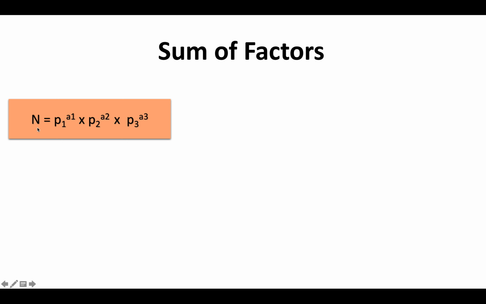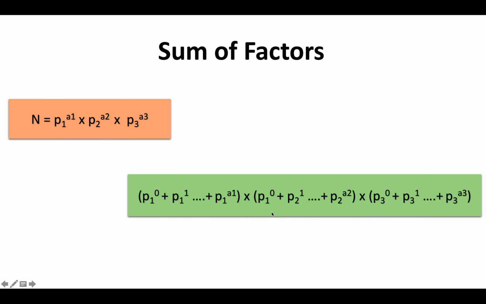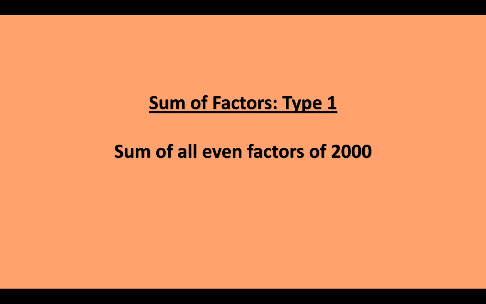So when n is a number which has this prime factorization, again we'll see what are the options for the exponent of p1 from 0 till a1, right? So the first term will be p1 raised to power 0 plus p1 raised to power 1 plus p1 raised to power 2 till p1 raised to power a1, and similarly we'll have for the other two numbers as well, and then multiply those, right? So this is the same thing that we did in the previous example as well. So now let's look at some questions, right?